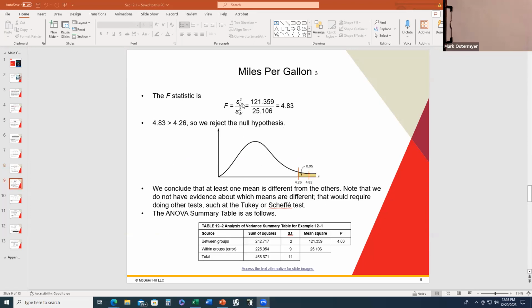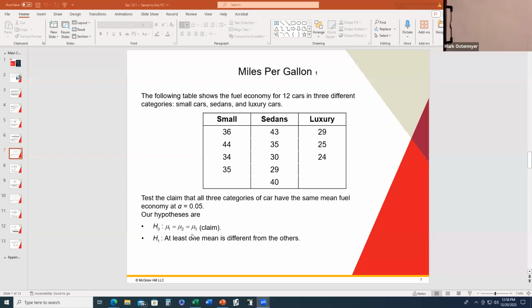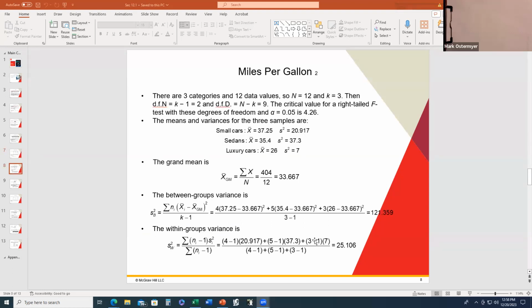All right, so they take the between variance and divide it by the within variance, and they get a test statistic finally of 4.83. Notice 4.83 falls in the upper tail rejection region of the F distribution because it is greater than the critical F value of 4.26 that we determined from that F table in our appendix. And therefore, ladies and gentlemen, we would reject the null hypothesis at the 5% level of significance. We would conclude that at least one of these mean fuel economies is different from at least one of the other ones. In other words, not all of these mean fuel economies are equivalent to each other. That's what this formal analysis of variance test is telling us.